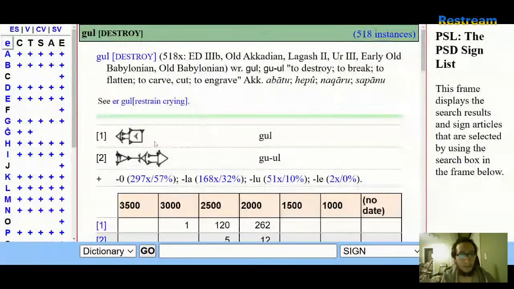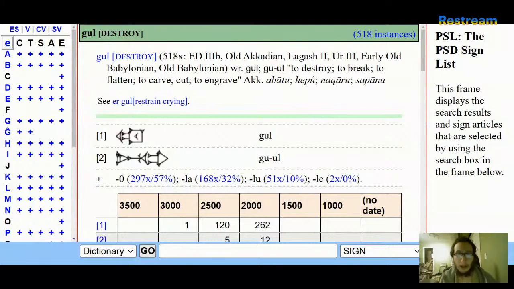Let me share the screen. So this is a Sumerian dictionary, which also lists Akkadian words. The word is gul, which could also be spelled gu'ul in Sumerian. It means to destroy, to break, flatten, carve, cut, engrave.